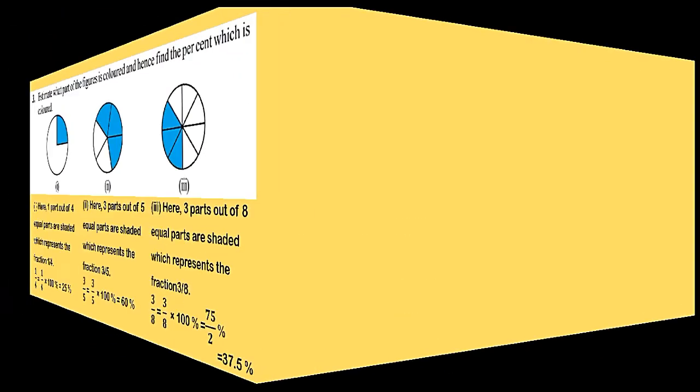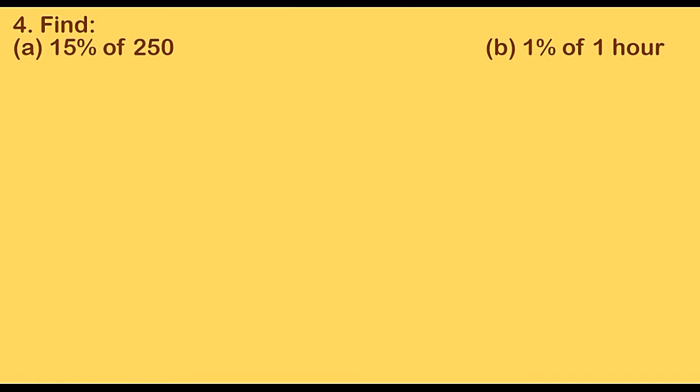Next question, question number 4. Find 15% of 250. 15%, that means 15 out of 100. For of, I put the multiplication sign and 250. So 15 upon 100 is 15%. Of, I put multiplication for of 250. So 0, 0 cancelled. What we are left with?